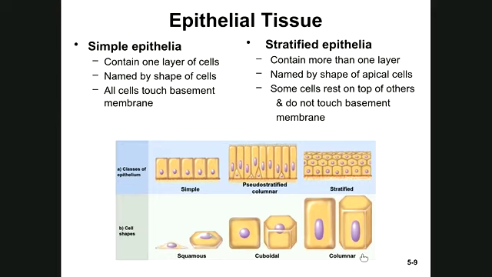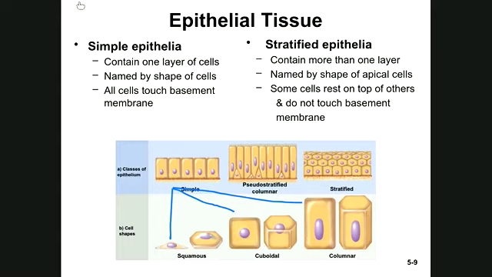If you look here, you can see that we can have simple squamous. Let me draw it for you. We have simple squamous, we can have simple cuboidal, and we have simple columnar epithelium. In all of these epithelial tissues, we only have one layer. But in simple squamous, the shape of our cells is squamous. In simple cuboidal, the shape of the cells is cube shape. And in simple columnar, the shape of our cells is tall and columnar.